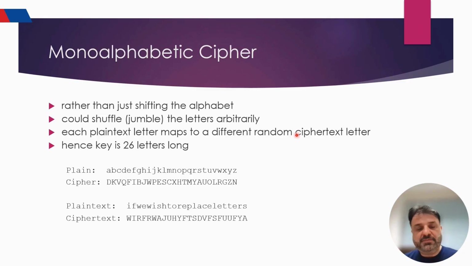For the monoalphabetic cipher, rather than just shifting the alphabet, we can also shuffle or jumble the letters arbitrarily. It helps make our message more secure. Each plaintext letter maps to a different random ciphertext letter. Hence the key is 26 letters long. As you can see here, A, B, C, D, E, F, G, for example, the plain text goes to D, K, V, F, Q, F, and it's totally shuffled, changing the characters.